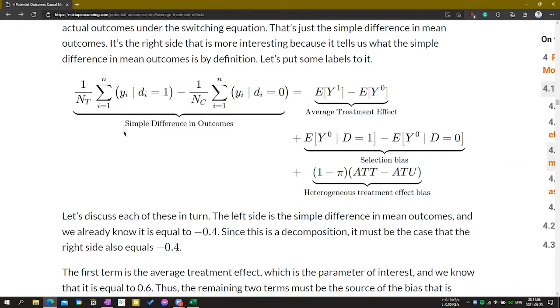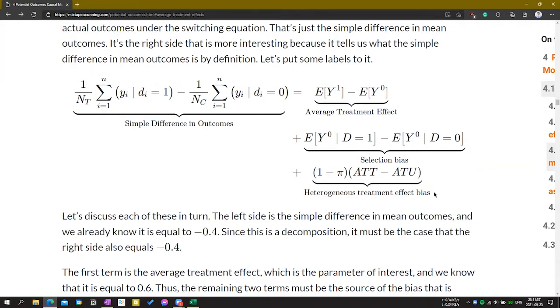Note that this SDO contains three terms. One is the true ATE, which we're interested in. The other one is selection bias. And it also contains the HTEB here. At this point, I'm going to assume that you have prior knowledge about what ATE is, what SDO is, as well as what selection bias is. If you don't, just go around and look for some YouTube videos. There are plenty on there.